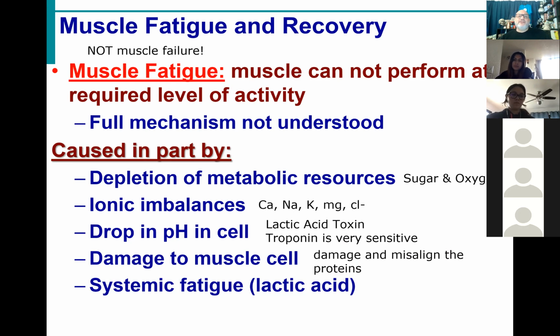But here's the other thing. Muscle fatigue and recovery is not all equal, right? What type of activity do you think is most fatiguing?